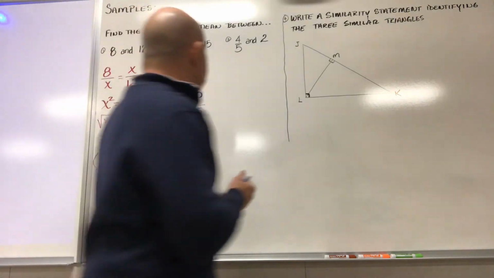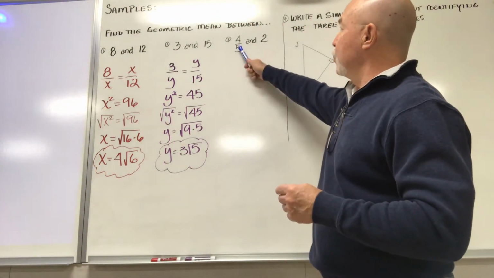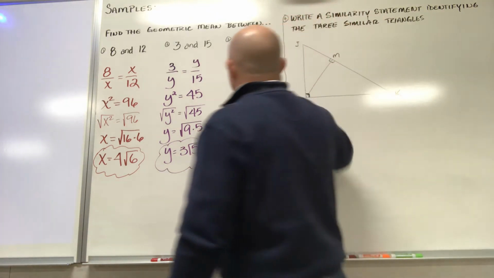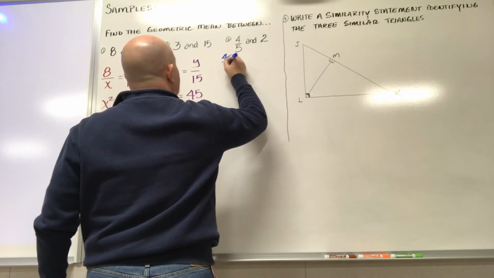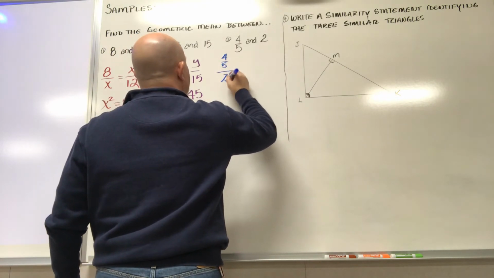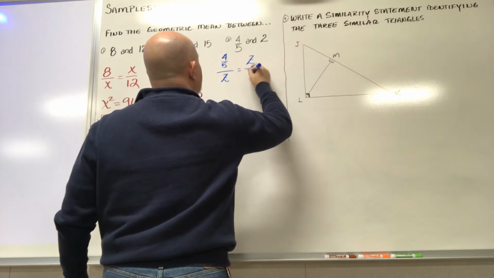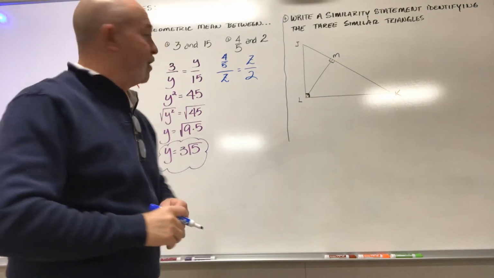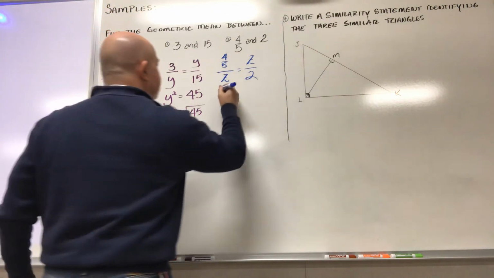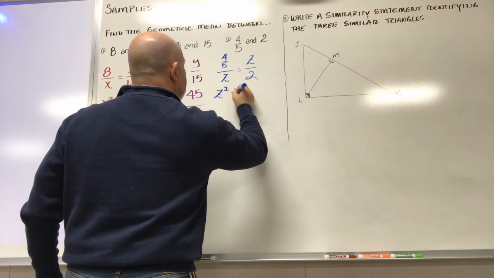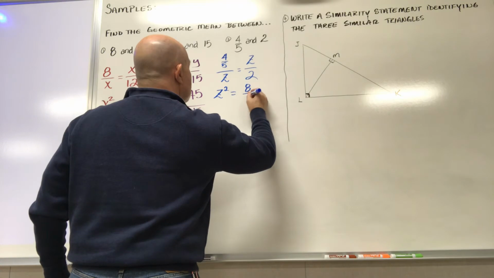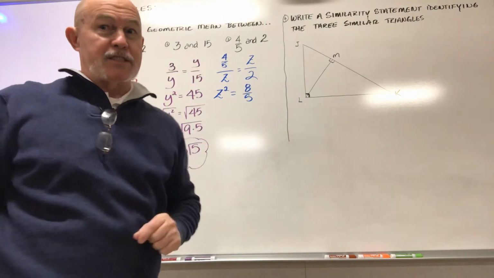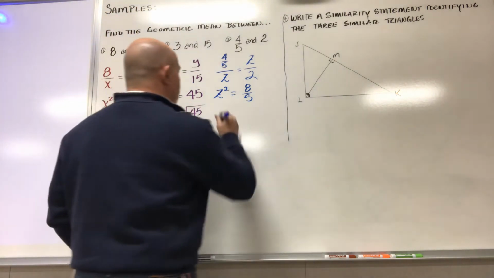Last example here. Find the geometric mean between 4/5 and 2. Ooh, a fraction. Fractions are our friends. I use z, because a, b, x, y, z, and I lack creativity. I'm going to multiply 2 times 4/5, remember whole number multiplies the top. I'm going to take the square root of both sides.